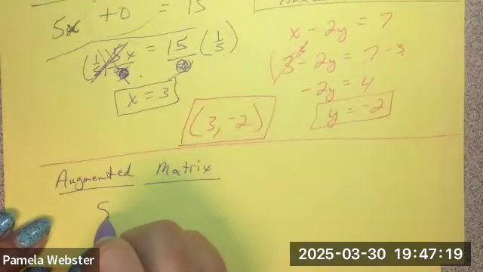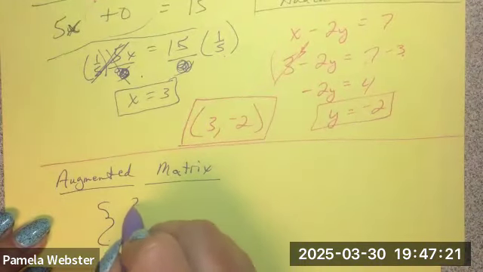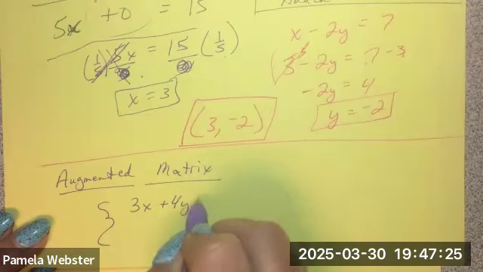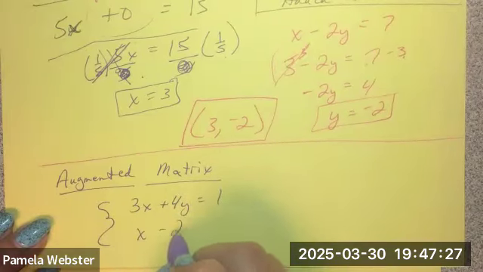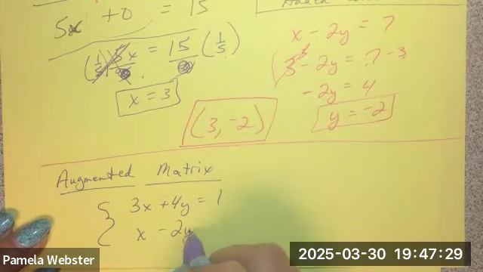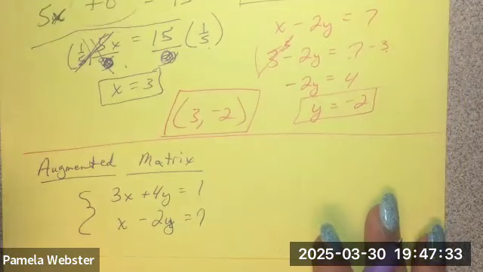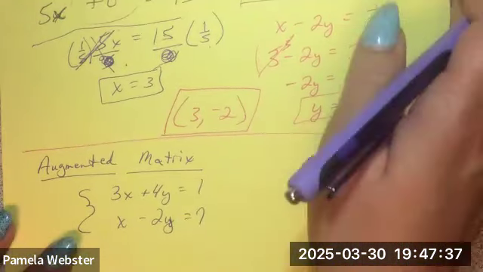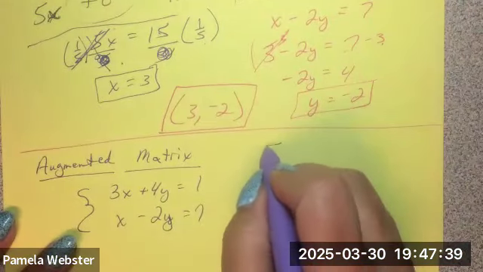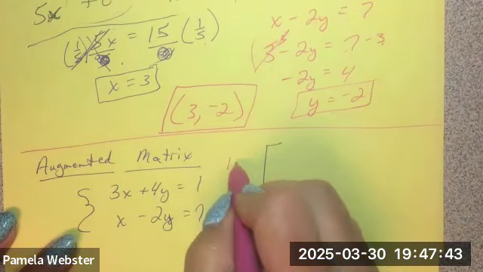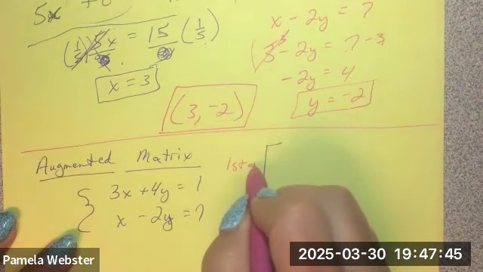Okay, so let me put this system of equations. It's the same one we just did: 3x plus 4y equals 1, and x minus 2y equals 7. Okay, and we're going to put it into a matrix, but we're not going to write the variables. We're just going to deal with the coefficients, so to speak. So it's going to look like this. I'm going to have my first equation on the first row.